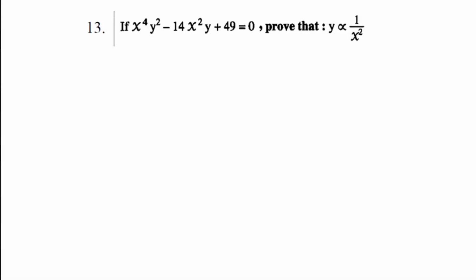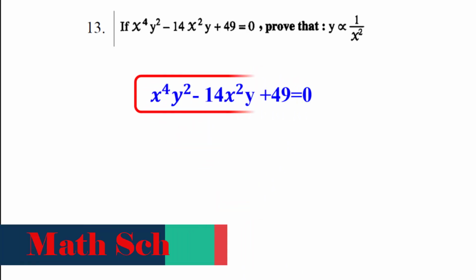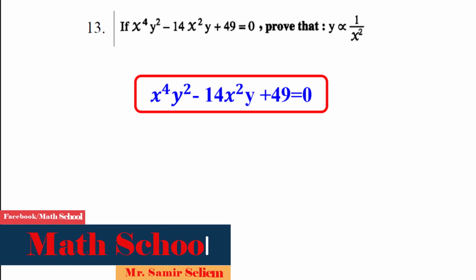Number 13: if x to the power 4 y squared minus 14x squared y plus 49 equals 0, prove that y varies as 1 over x squared. We have here inverse variation. The expression here, x^4 y^2 minus 14x^2 y plus 49 equals 0, is what we studied before. It's called a perfect square trinomial.